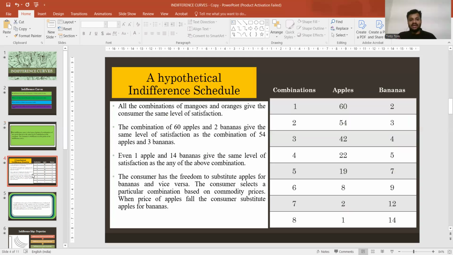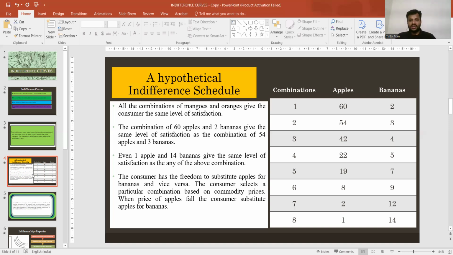So here you can see a hypothetical indifference curve schedule. Here you can see different combinations, 1 to 8, and two different commodities, that is apple and banana. In combinations 1 to 8, the combination of apple and banana is quite different. When we consider the first combination, that is 60 units of apple and 2 units of banana, whatever satisfaction the consumer is getting by using 60 units of apple and 2 units of banana, the same level of satisfaction the consumer will get at combination A. That means 1 unit of apple and 14 units of banana.